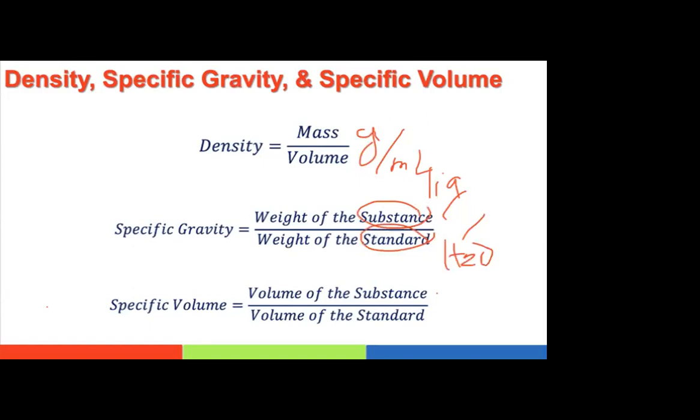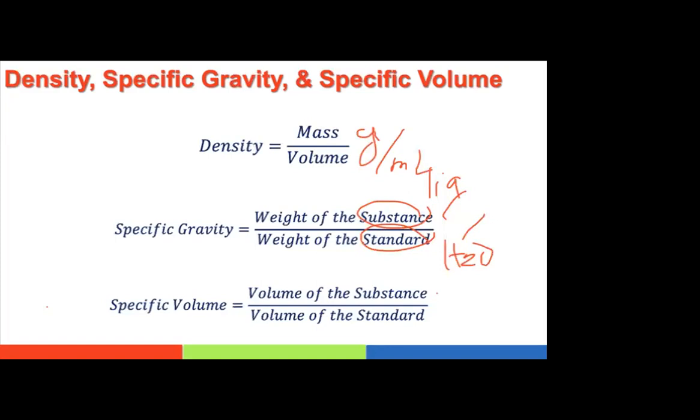Because temperature, for example, affects specific gravity, right? So now, if not specific gravity, we have another variable here, specific volume. It's just a reciprocal of specific gravity. That's why it is not common. What is more commonly used is the specific gravity of substances.